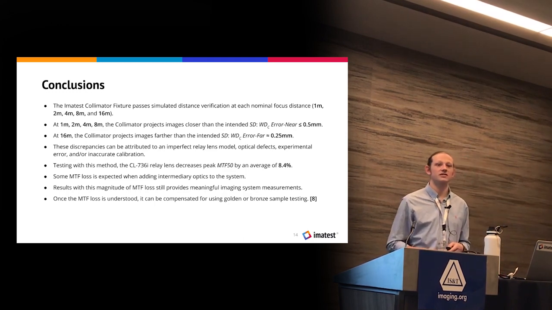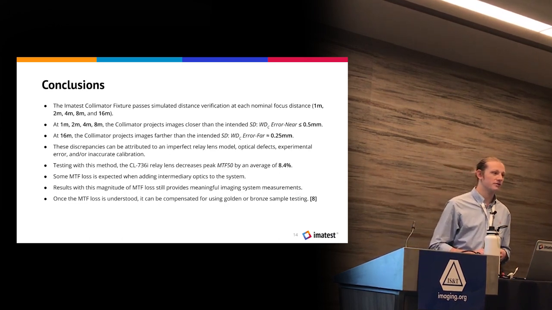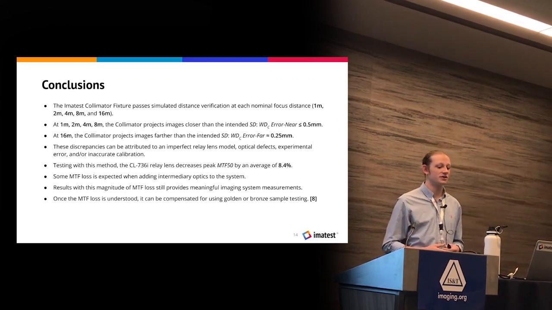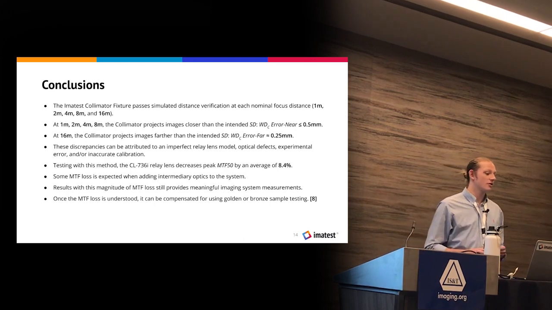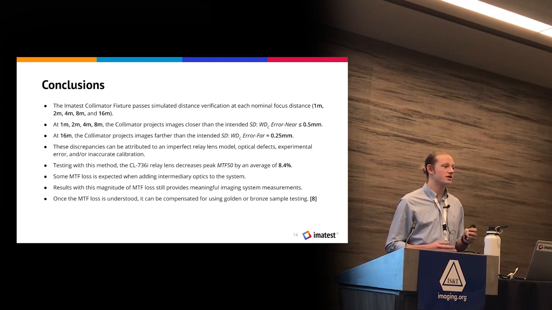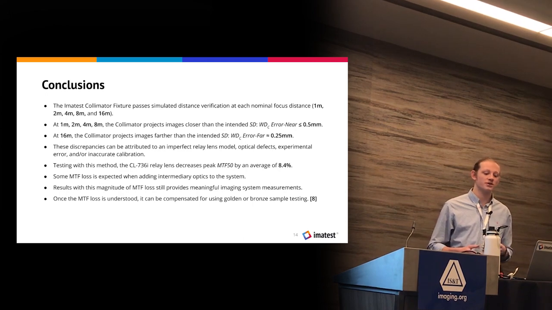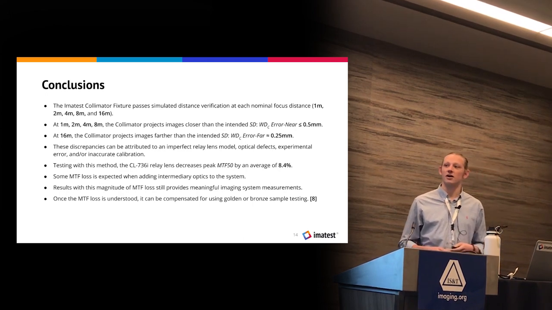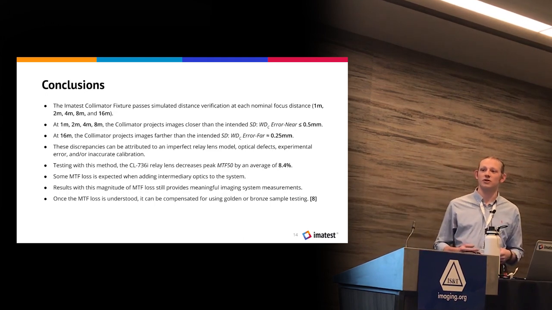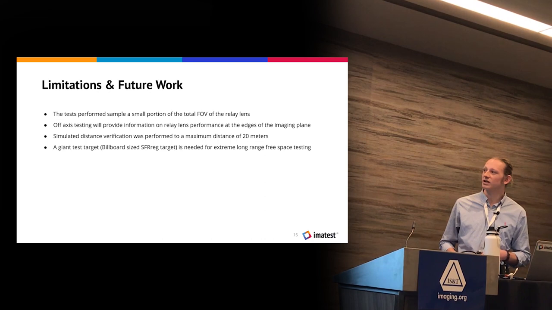Testing with this method, the CL736i relay lens decreases MTF 50 by approximately 8.4%. Some MTF loss is expected when you add an intermediary optic to the system. However, results of this magnitude can be corrected for. Once the MTF loss is understood, it can be compensated using golden or bronze sample testing. This is also useful if you're doing relative measurements like we're doing here.